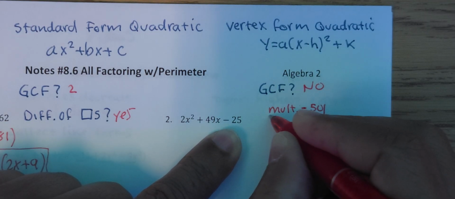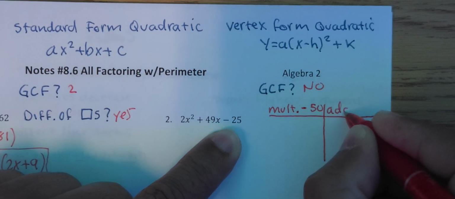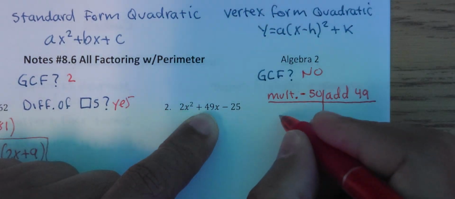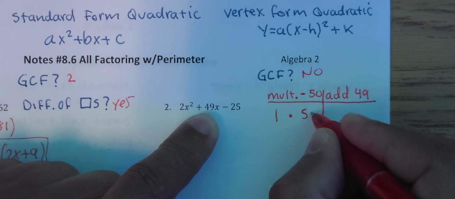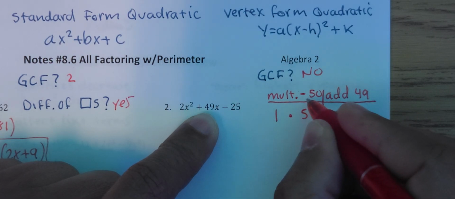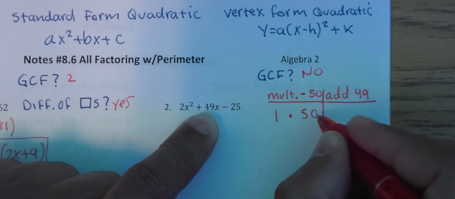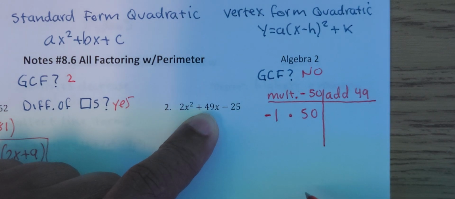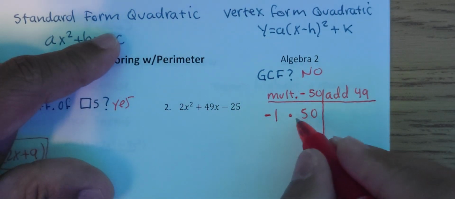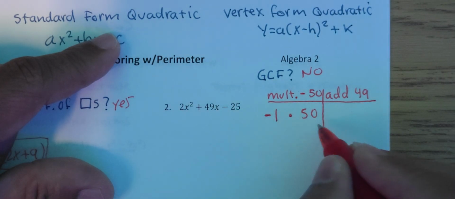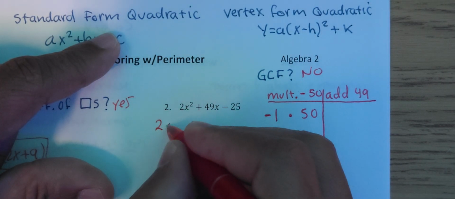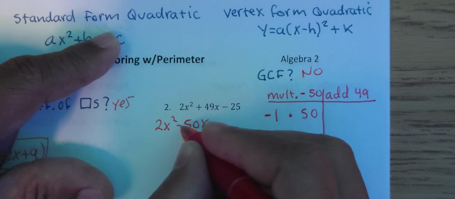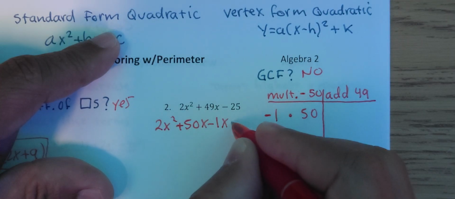And then from those multiples, choose the ones that when we add them, add to our b value, which in this case is 49. Well, that's simple because when you multiply 1 times 50, that gives you 50. And notice we need to multiply them to get negative 50, so you've got to have opposite signs. And since when we add them, we end up with 49, it only makes sense that the 1 gets the minus. So then I'm going to split up 49x into 50x and negative 1x. So 2x squared minus 1x plus 50x minus 25.